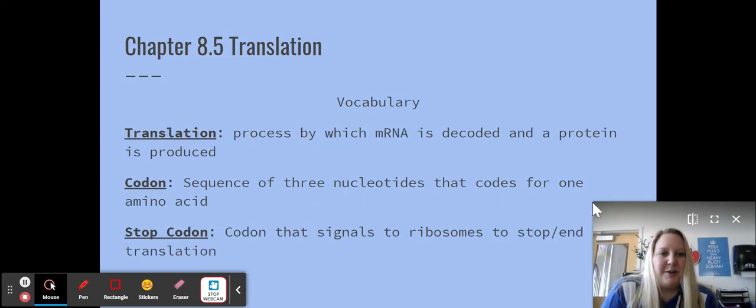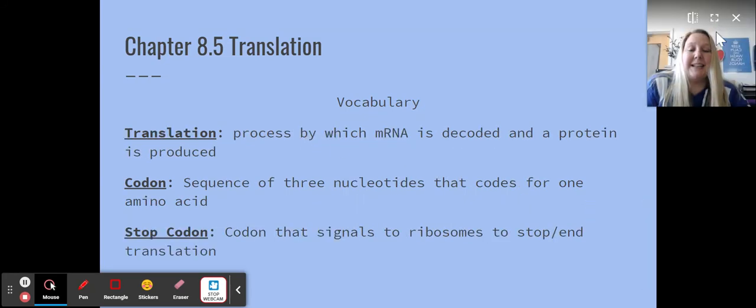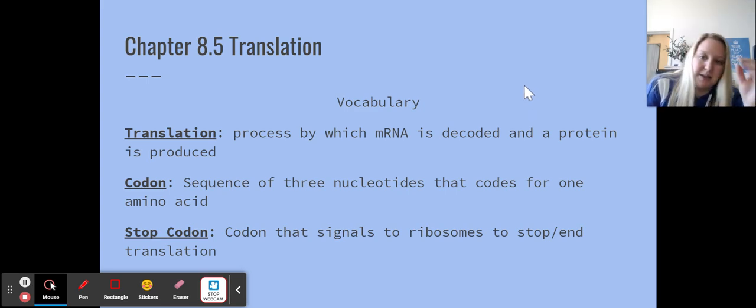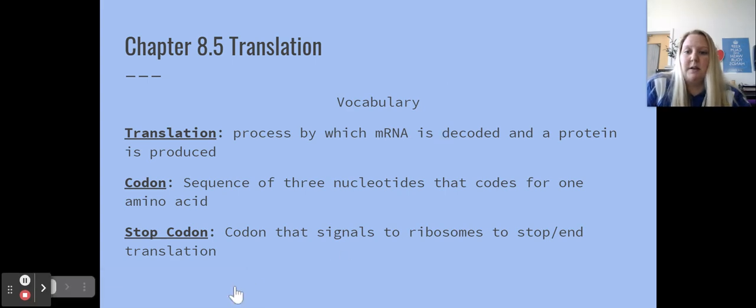Hi guys, today we are talking about translation. This is the last piece that gets us from DNA to proteins. Translation is a process by which mRNA is decoded and a protein is made. A codon is a series of 3 nucleotides that codes for one amino acid.